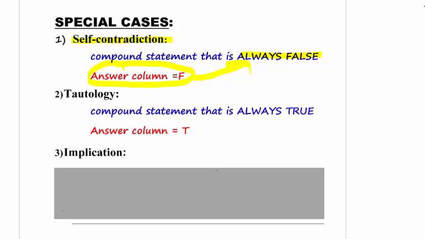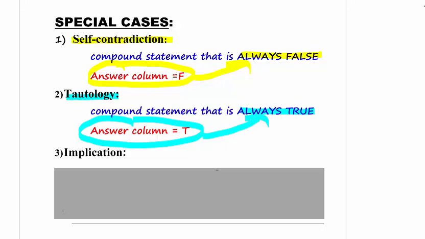The second one is my tautology. This is a compound statement that is always true. Think about the word tautology. You should think of a positive piece. So what we are looking at to say it's a tautology is that in the answer column, I only have true. So it means it doesn't matter what happens in the beginning. It's always going to give you a true answer.